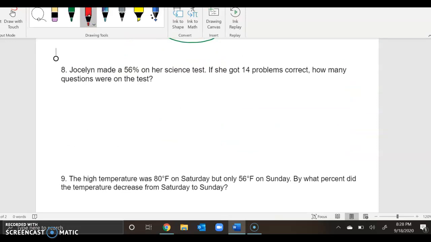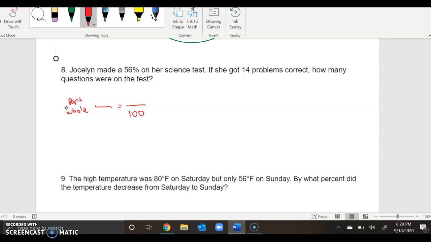Next question. Jocelyn made a 56% on her science test. If she got 14 problems correct, how many questions were on the test? So again, we know we're going to need a proportion. Now we have to decide, is this percent of change or is it part over the whole? If you look at the information that we were given, Jocelyn got 14 problems correct on her test, and we want to know how many questions were on the test that she took. So this is a part over the whole type of problem.